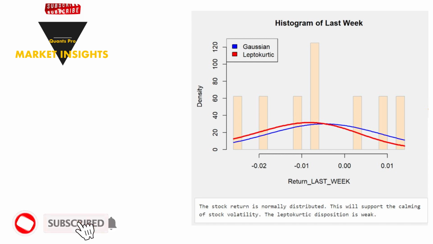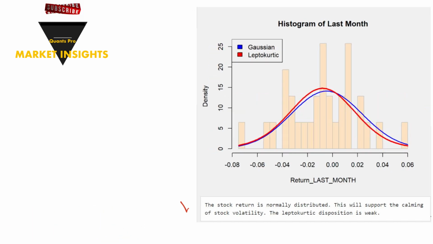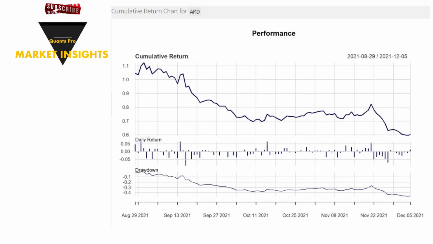If we examine the probability distribution of the return, the stock has performed as shown in the chart over the past week. It can be said that the returns behave more closely to the Gaussian curve. Likewise, the last month's return distribution also reflects a dominant Gaussian characteristic. The cumulative return graph is invaluable to have a final idea of the return.